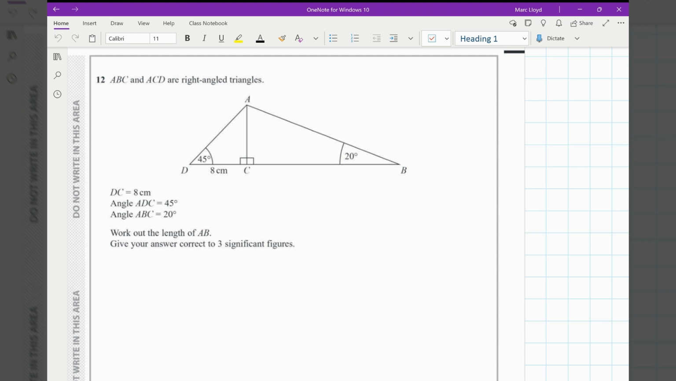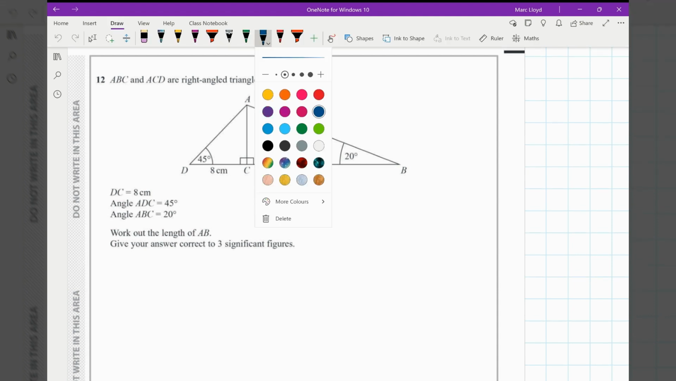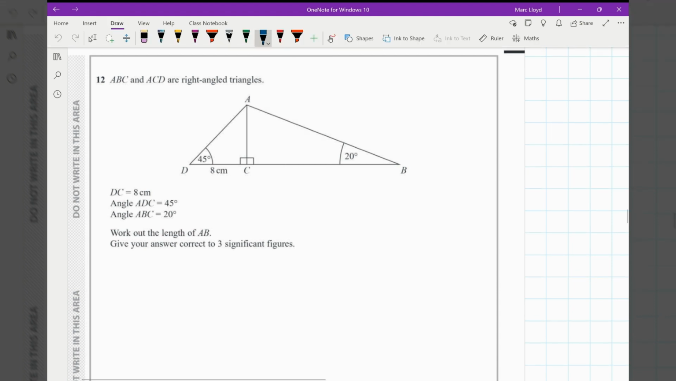If I can just get my draw function working, that would be nice. Wouldn't it? Be nice to draw some things. We'll go with that colour. There we go. So that's x.